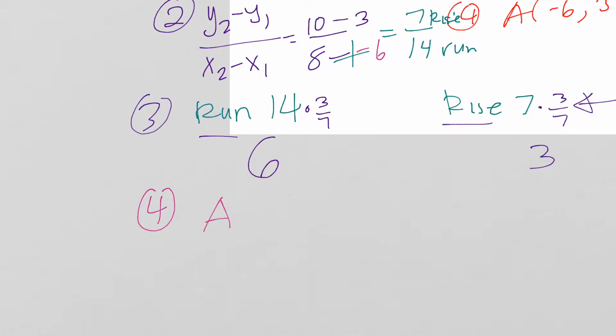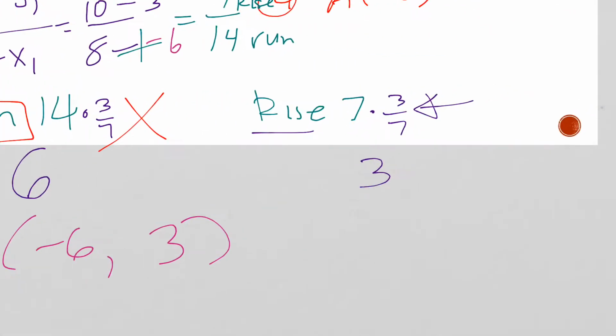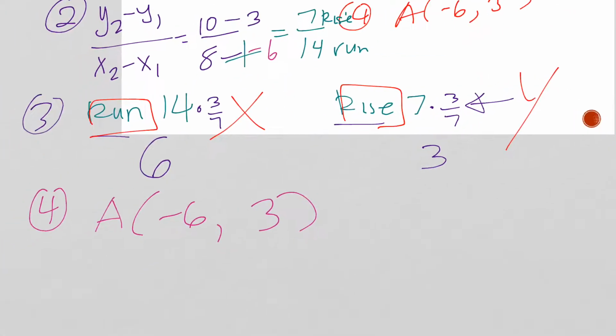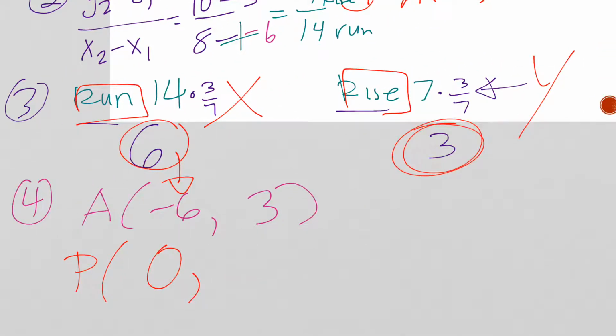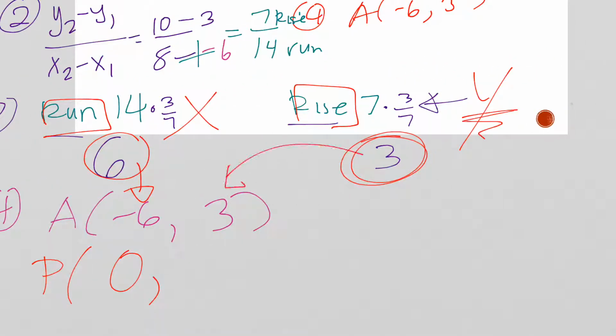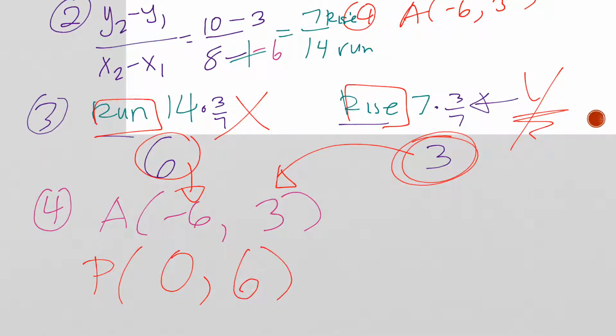and add the values you found. So run represents your x's, and rise represents your y's. So this value gets added to your x. So if you add negative 6 with 6, you're going to get 0, P for point, 0. And if you add the value you found over here to your y value, you're going to end up getting 6, because 3 plus 3 is 6.